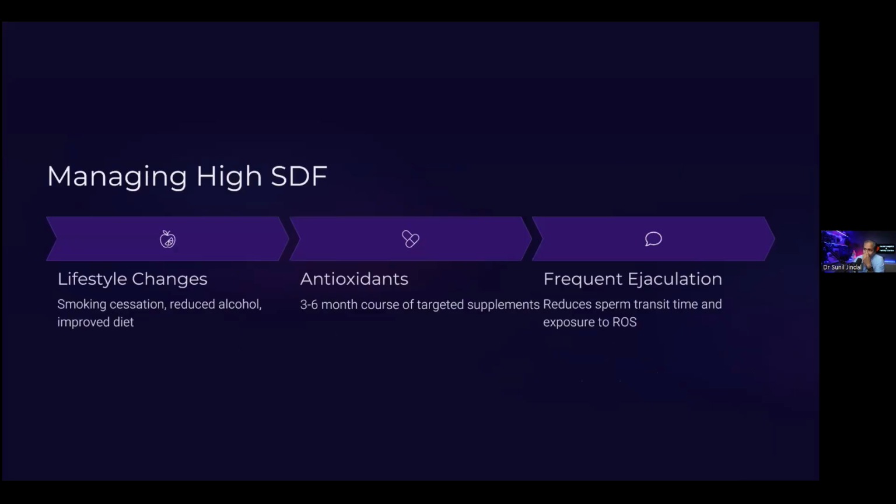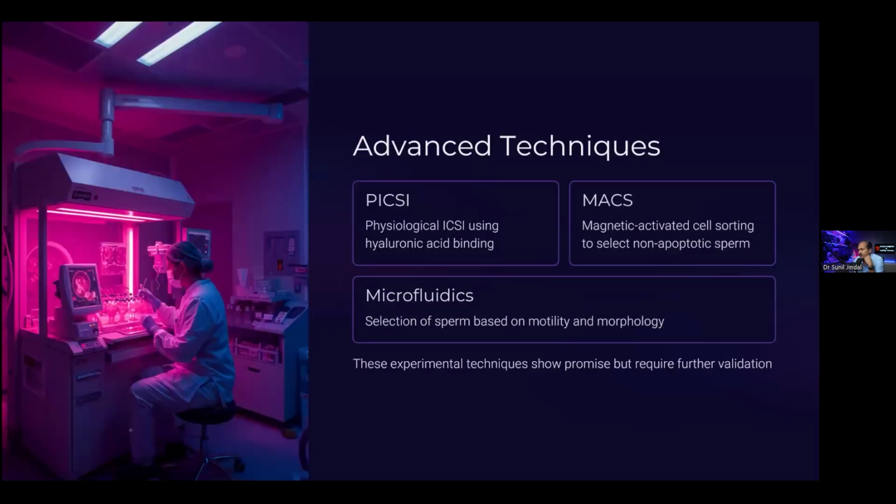Now, how do you manage high SDF? Three basic things: lifestyle changes, smoking and alcohol to be stopped, better food, antioxidants, 3 to 6 months of targeted supplements, and frequent ejaculations, because the longer the stoppage of ejaculation, the more the DNA fragmentation.